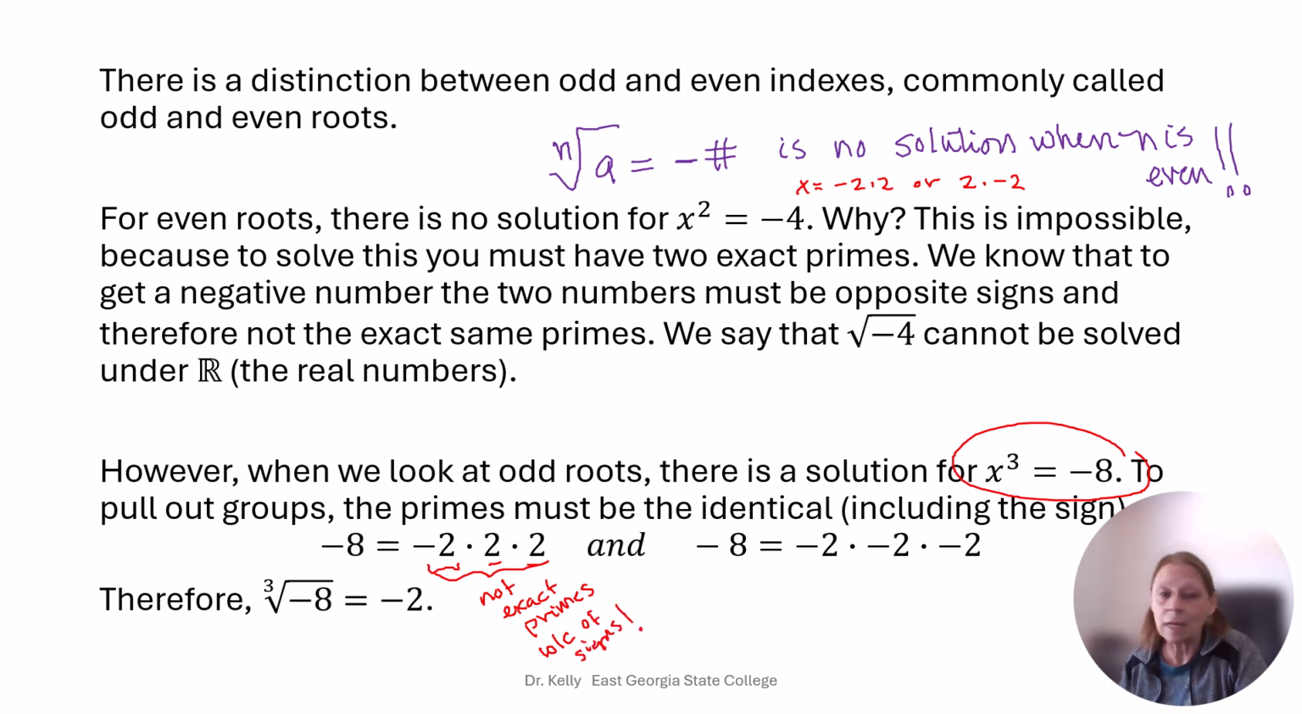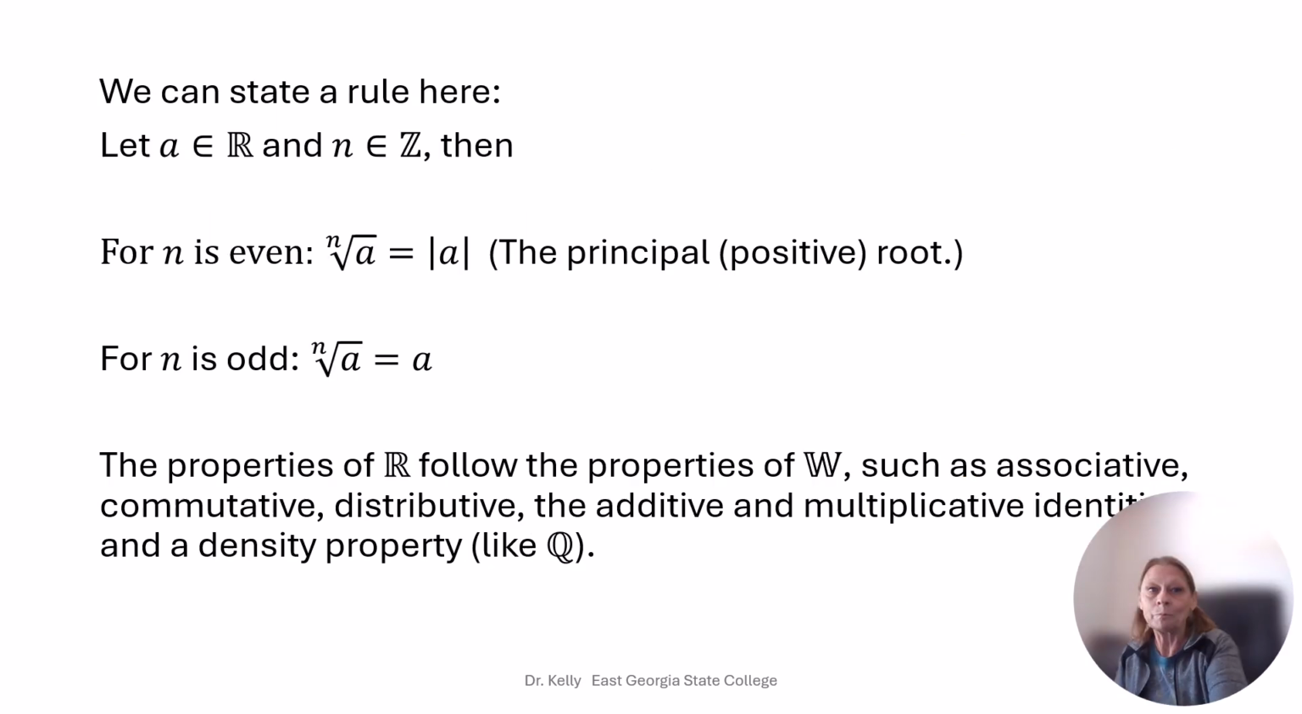Okay, these aren't exact. We can't do that. So let's look at another way we could write it. -8 is equal to -2 times -2 times -2, because -2 times -2 is +4 times another -2 makes a -8. And check it out. Here we do have exact primes. They just so happen to be negative. So the answer of the cube root of -8 is -2.